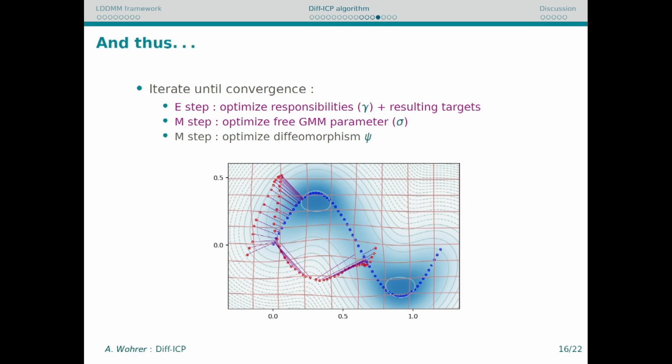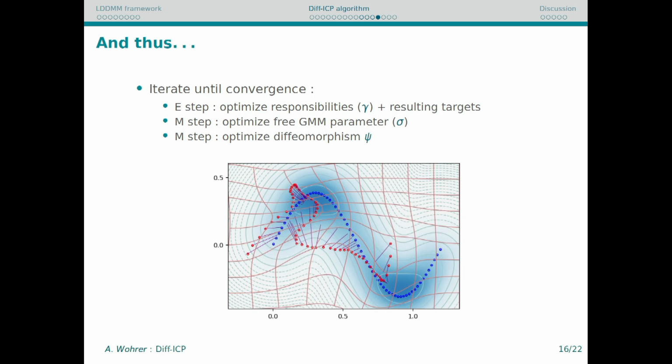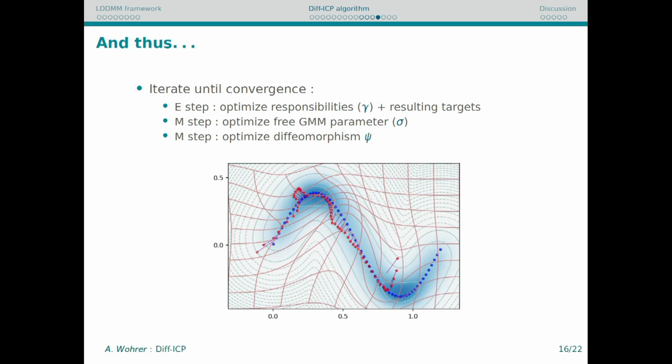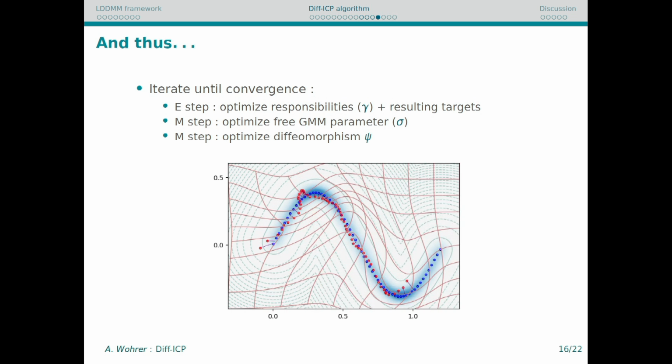Okay, so this is what it looks like. You see it's as before, but now the transform is diffeomorphic. You see the little grid that evolves over time, and that sends the red cloud to the blue cloud. It seems to work neatly, but obviously I should do more trials.